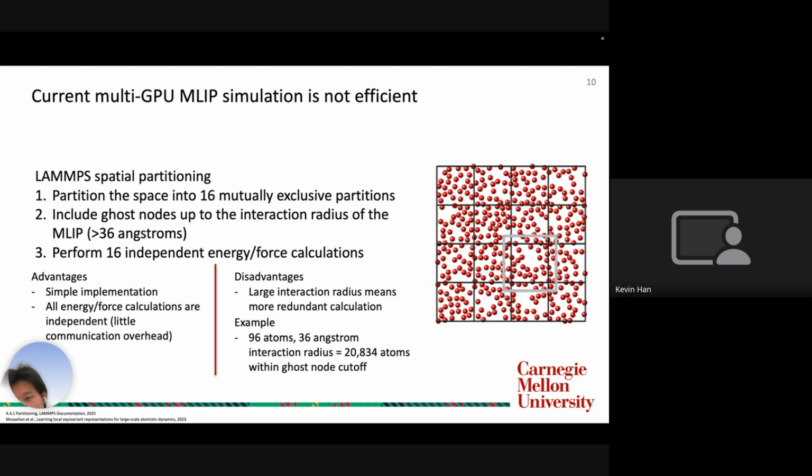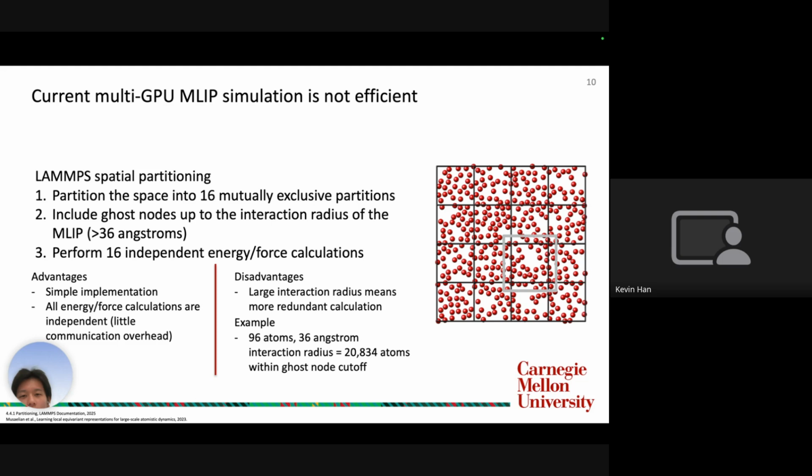So the advantage is that the implementation is quite simple. It doesn't really require you to modify much of the model code itself. And also the energy and force calculations are totally independent of each other. That means there's really no overhead until you calculate your energy per atom as well as your forces, and you just aggregate a very small amount of data at the end of your forward and backward pass for every single mutually exclusive partition.